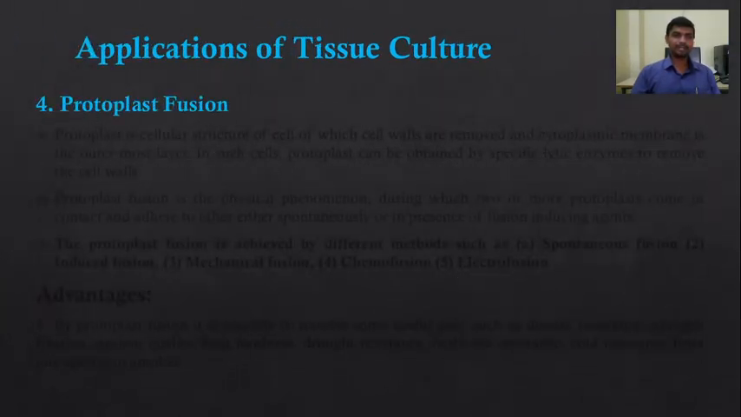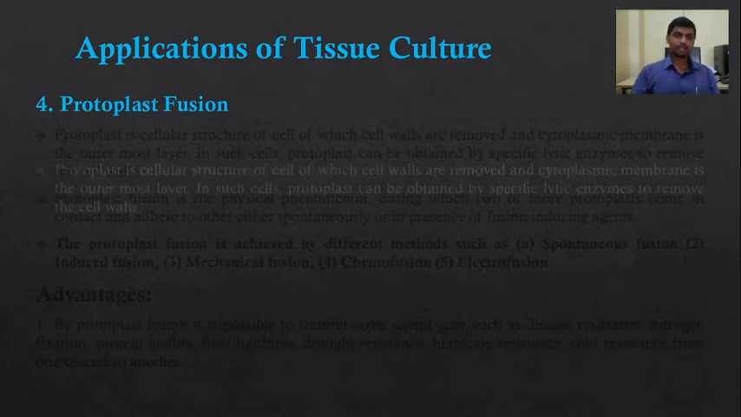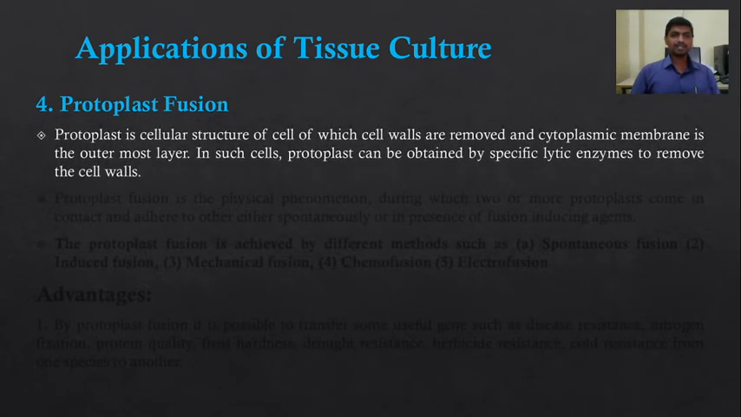Now the next application is protoplast fusion. Here the protoplasts from two somatic cells are isolated and fused together to produce a somatic hybrid or hybrid protoplast. A protoplast is a cellular structure of a cell from which the cell wall has been removed. A cell without a cell wall is called a protoplast. Protoplast is a cellular structure of a cell of which the cell walls are removed, and the cytoplasmic membrane is the outermost layer of such a cell.